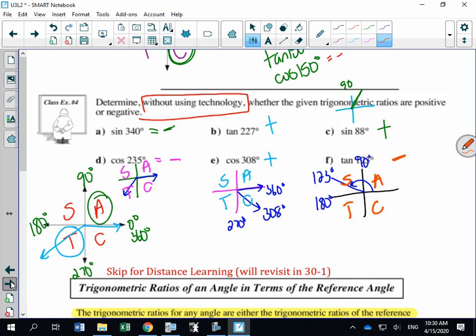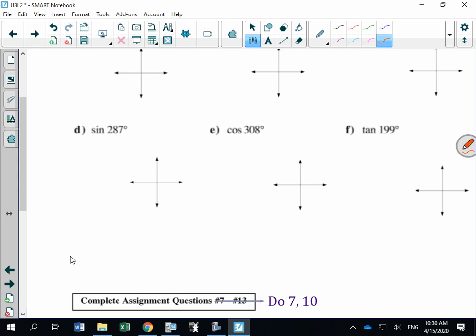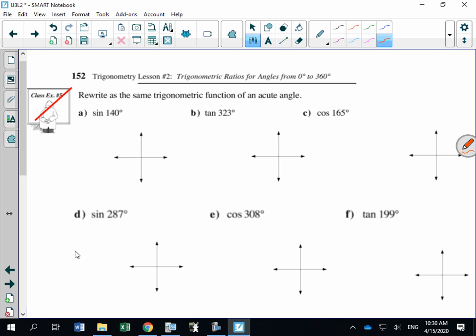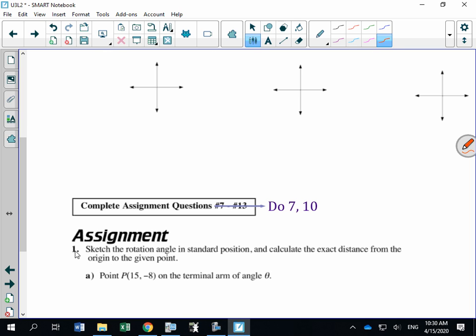And this lesson was just literally on the CAST rule. So we're not going to do class example five. That will be done in 30-1. And the two questions that I want you to do are questions seven and questions 10.